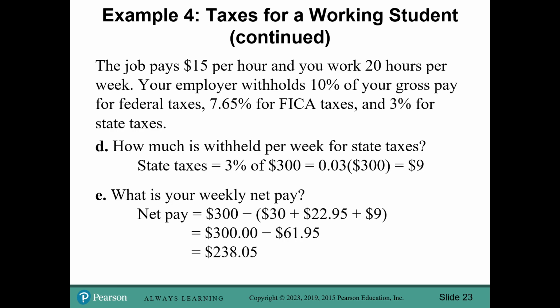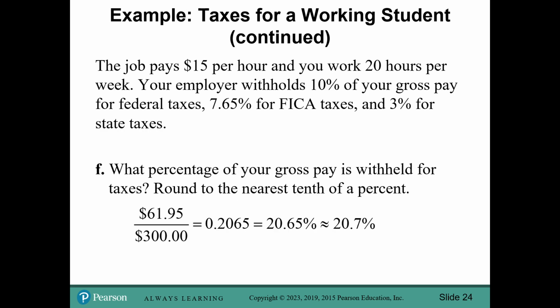E asks, what is your weekly net pay? So net pay would be what we get paid, gross pay, right? And then we're going to subtract all these taxes that we just calculated. So it's going to be $300 minus the $30 minus the $22.95 and the $9. Essentially we're subtracting all of the taxes we have to pay from our gross pay to get our net pay. So we have $300 minus $61.95, which gives us a net pay of $238.05.